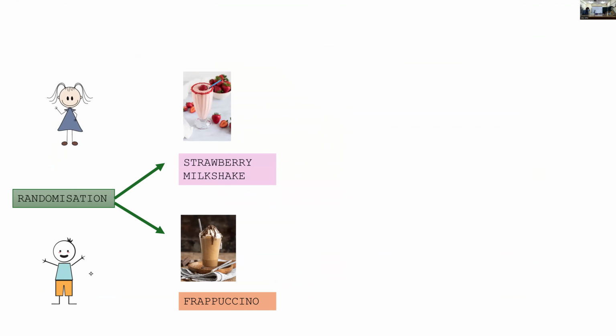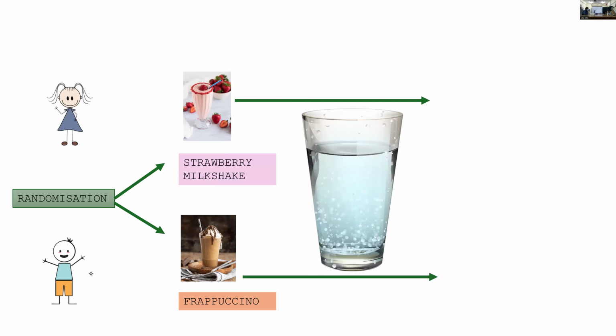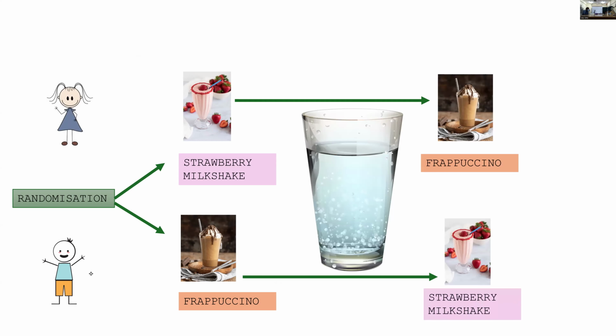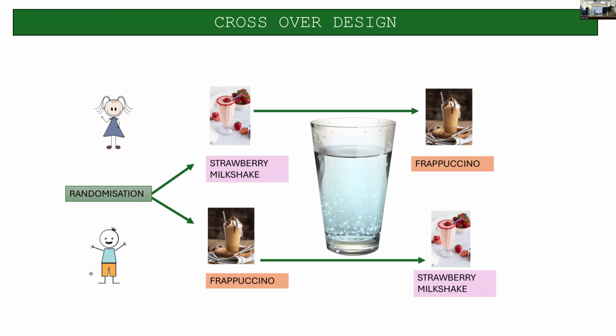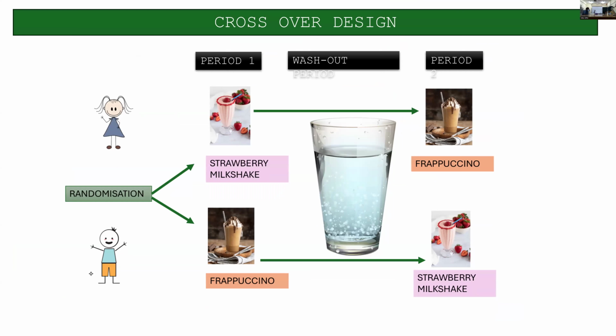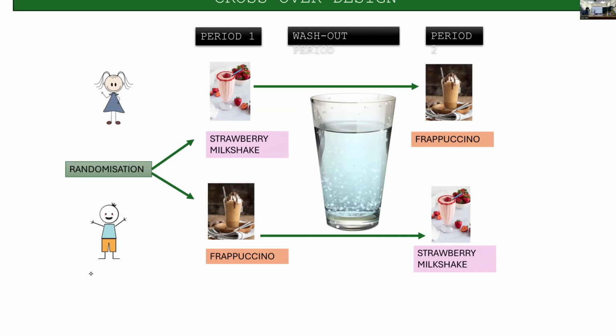So then you and your friend drink one particular juice. Maybe you drink strawberry milkshake and your friend drinks frappuccino. Then you drink a glass of water and then you switch the drink. This becomes a crossover design, where one group of patients gets exposed to both the interventions. So you have one particular period where you get exposed to one particular treatment group, then you have a washout period, and then you have period 2 where you get the second intervention.